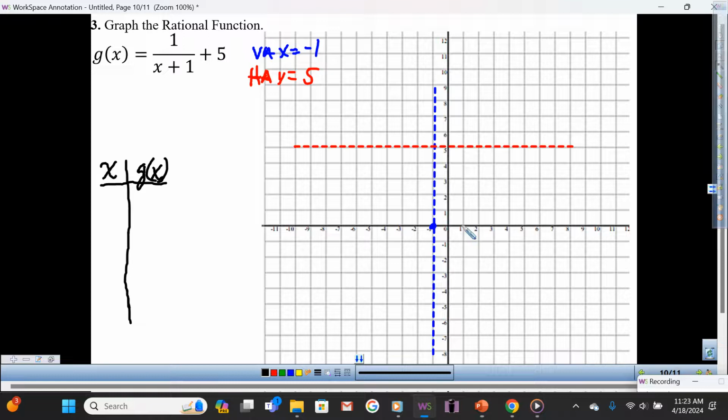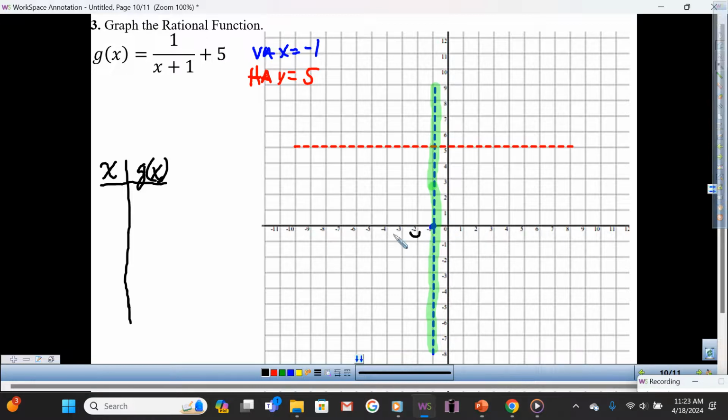Yeah, 2 values for X from each side of the vertical asymptote. So let me highlight that for those that are following along. You highlight your asymptote. You focus your attention on the x-axis. You pick 2 values to the left and 2 values to the right.